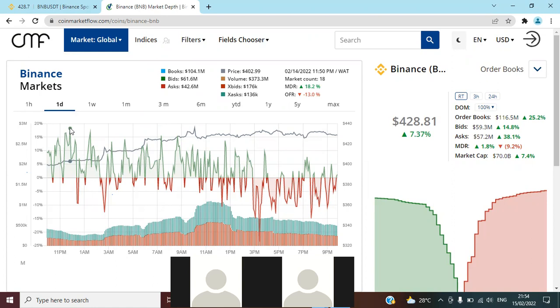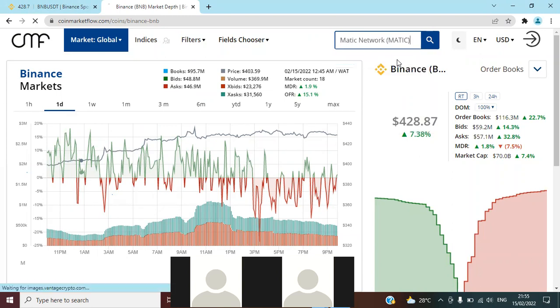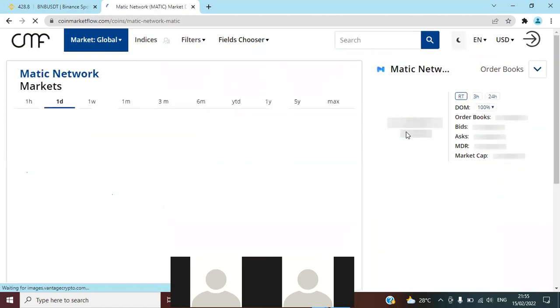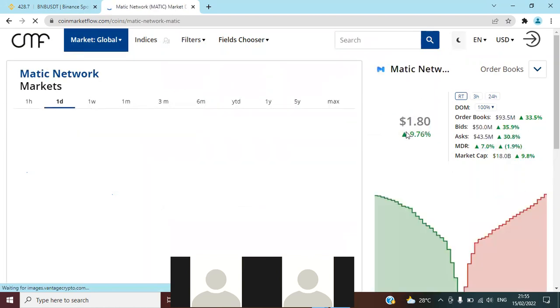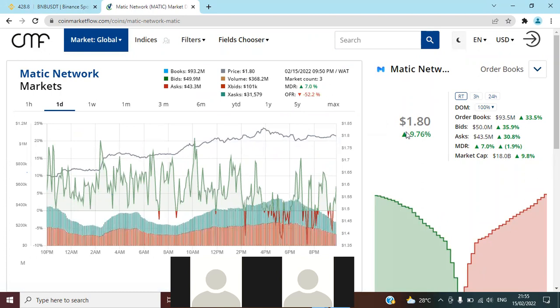So if MDR is extreme negative and price falls into the negative zone, it's a nice time to buy. Same thing, if it's extreme positive and price is up, it's a nice time to short. Let's look at Matic. They will have some correlation. Remember, only for altcoins, not Bitcoin. So some correlation there.